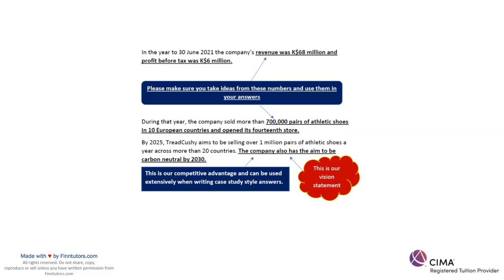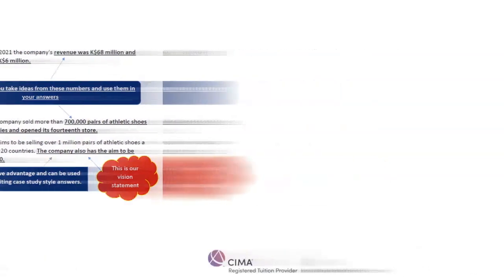And secondly, this is your comparative advantage and can be used extensively while writing case study style answers, that you aim to be carbon neutral by 2030. This is your vision statement. This is what you want to accomplish in the future. So keep this in mind. This is very important to understand what the company wants to do in the future.